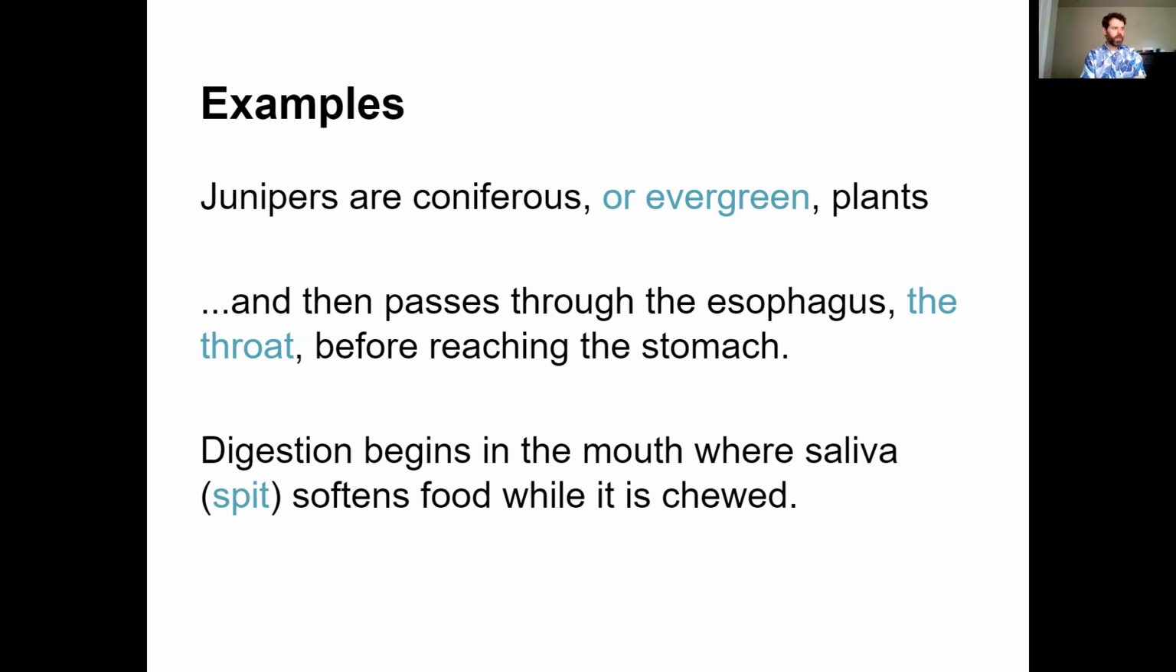Our last example: digestion begins in the mouth, where saliva, our new word, (spit) in parentheses, which is a short definition, a synonym for saliva, softens food while it is chewed. So the advantage of these brief or appositive definitions is that we don't have to get a whole sentence to define that new word. We just put it in parentheses or in commas right after the new word.